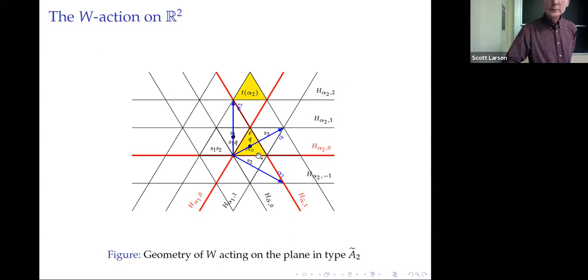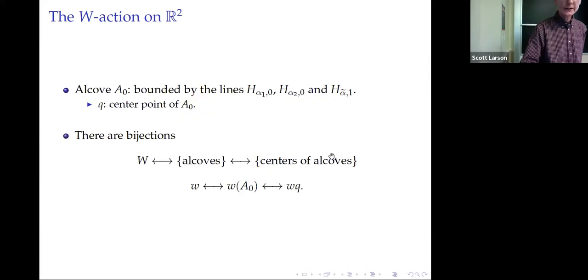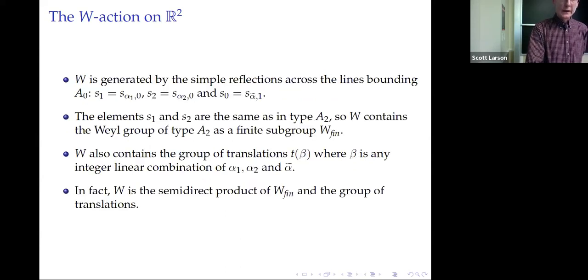So we can identify a point with an element of the Weyl group by what it is when applied to this alcove. The simple reflections in the Weyl group are the reflections across these lines that are the borders of this fundamental alcove. That's all I'm saying here, but the only thing to keep in mind is this bijection right there.